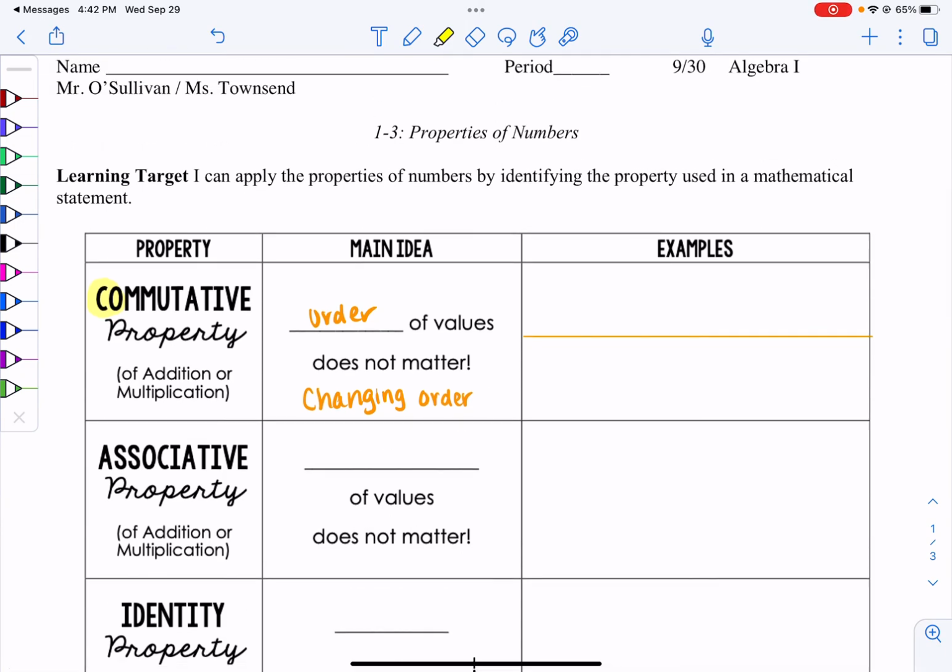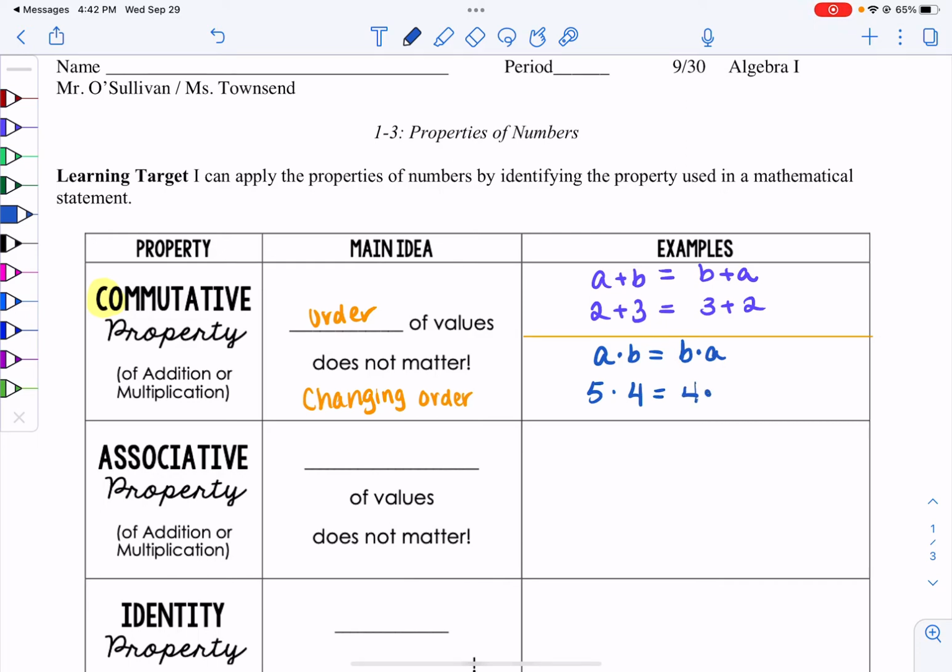Some examples of the commutative property are A plus B is the same thing as B plus A. I could also say 2 plus 3 is the same thing as 3 plus 2. Now, this works on addition and multiplication, so I can say A times B equals B times A. I can also say 5 times 4 is the same as 4 times 5. Those are examples of the commutative property. I'm simply changing the order. What came first comes last, what came second comes first.